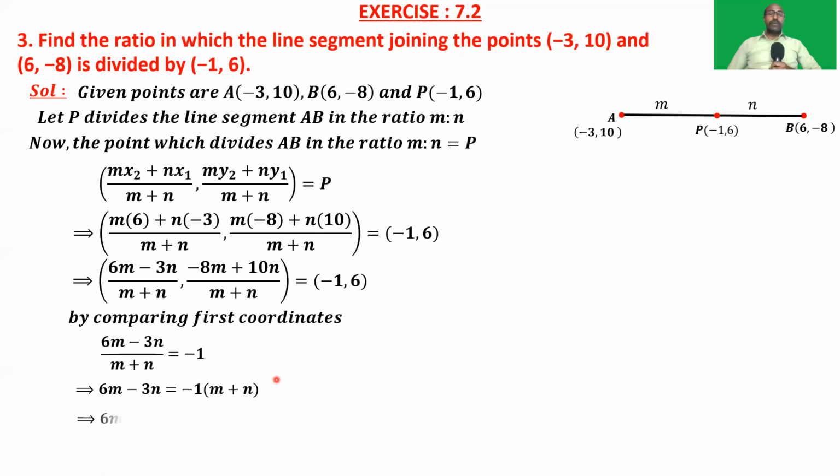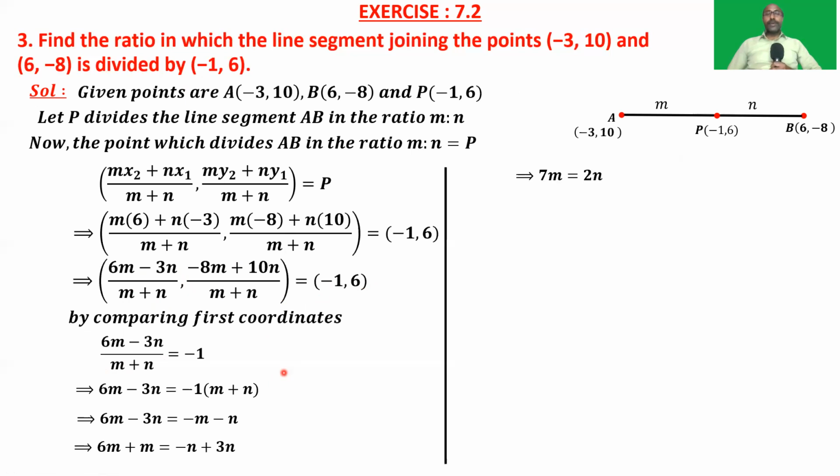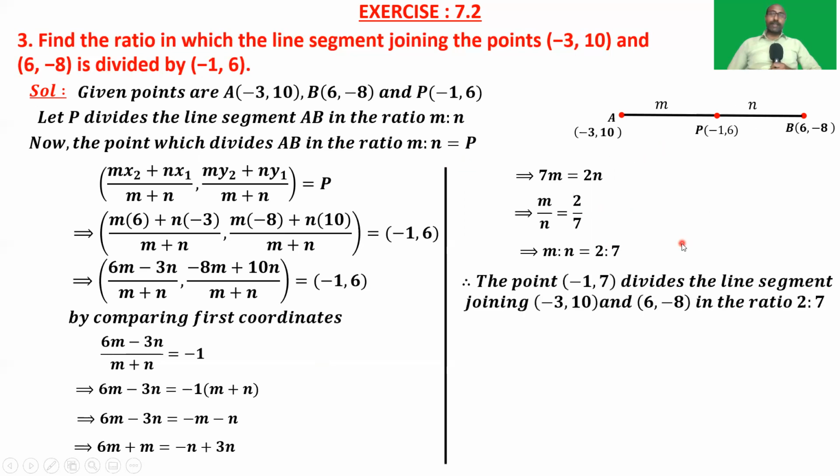Now take all the m terms one side and n terms on the other side. From that, we get 7m is equal to 2n, and that implies we can write m by n is equal to 2 by 7. As m by n is equal to 2 by 7, m is to n is 2 is to 7. That is, P divides the line segment AB in the ratio 2 is to 7.